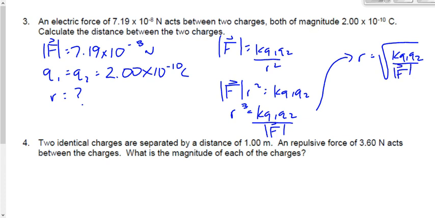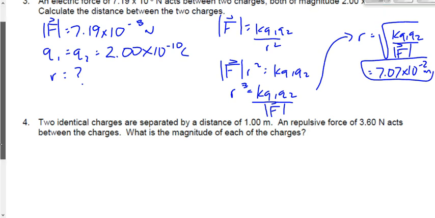We have all these numbers now. Remember, K is 8.99 times 10 to the 9. It's on your data sheet. I'm going to assume you can sub those numbers in. If you can't, let me know. When we do, we end up getting a value of 7.07 times 10 to the negative 2 meters.